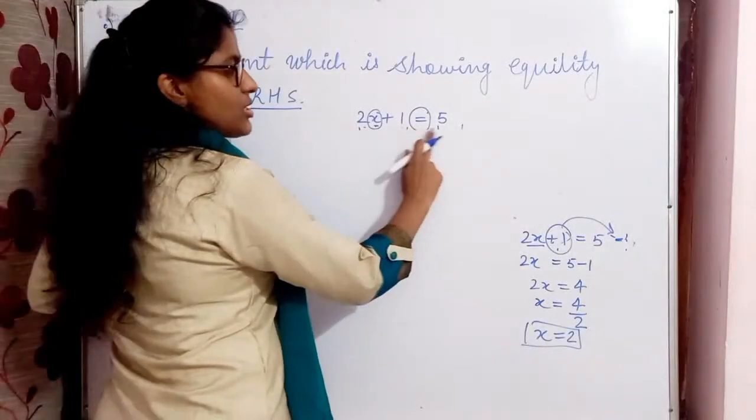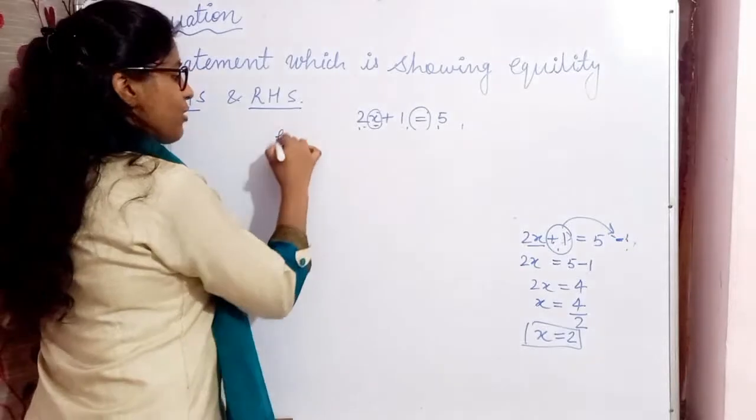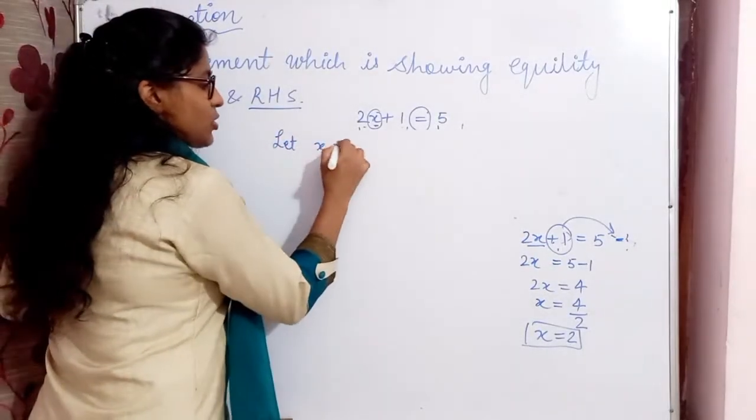Now 2x plus 1 is equal to 5 is given to you. Let's start from the value 1. x is equal to 1.